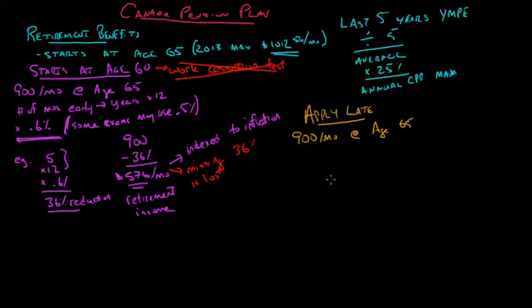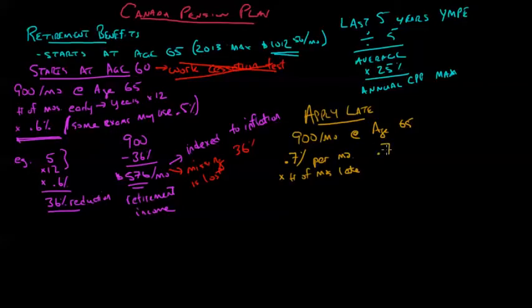Sorry, 65, but that person decides to wait. So now we have a 0.7% per month bump. So we would take 0.7% per month, times your number of months late, and that tells us what your increase is to your CPP.